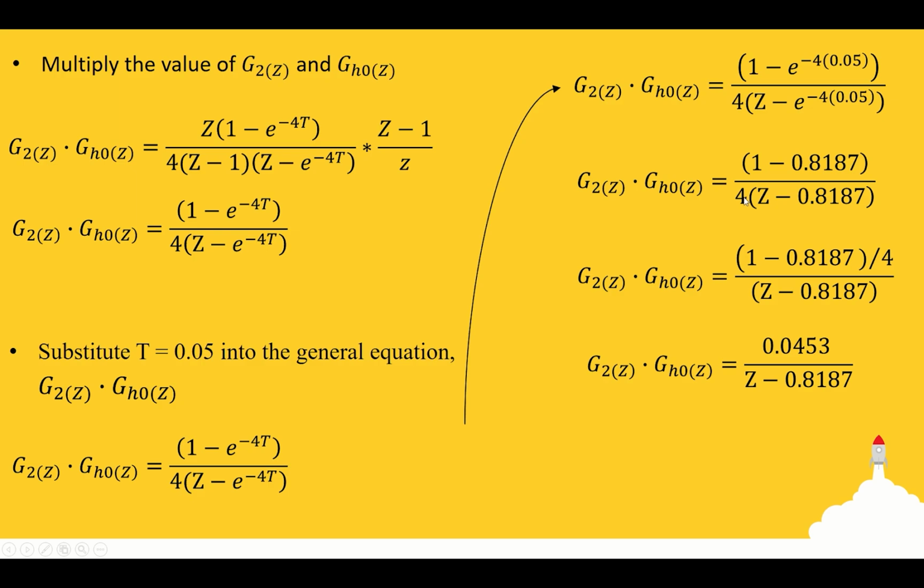After that, the 4 up here, from the denominator we put under the numerator, so here it will be times, and then after we change it to the numerator it will become divide. So the answer will be, or we will get, 0.0453 over Z minus 0.8187.